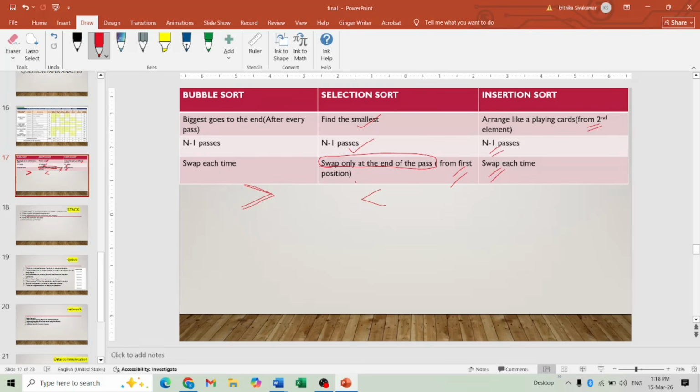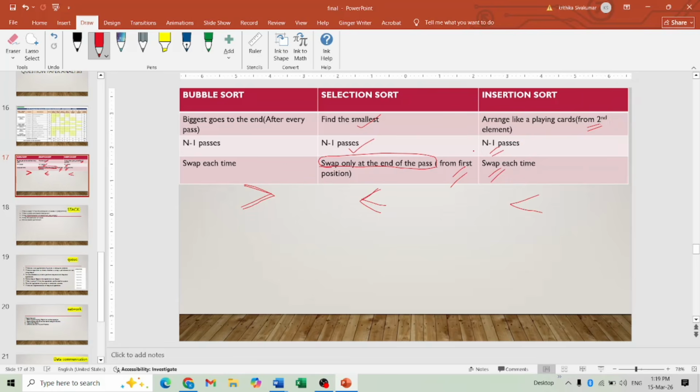Selection sort: find the smallest element, n minus 1 passes, and swap only at the end of the pass from the first position. In pass 1 you start from the first element, pass 2 from the second element, pass 3 from the third element, doing the comparison. And insertion sort: pass 1 you start the comparison from the second element, pass 2 means third, pass 3 means fourth. Backward you have to do the comparison.